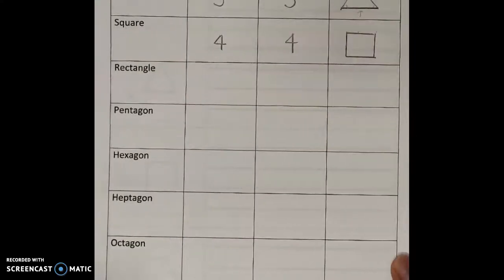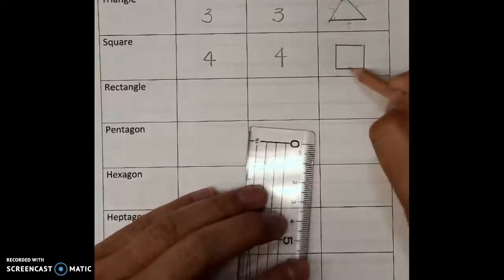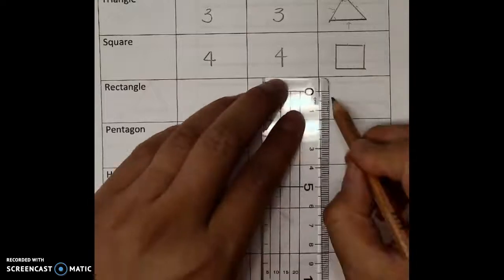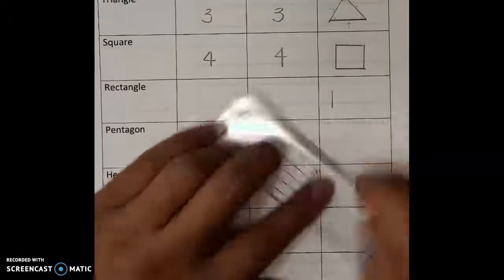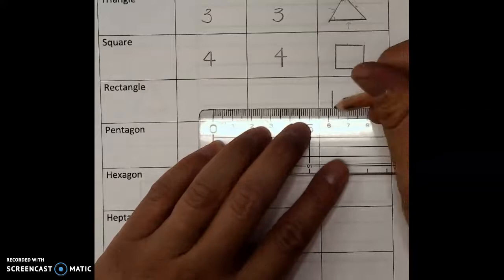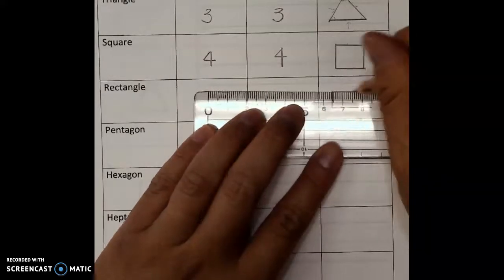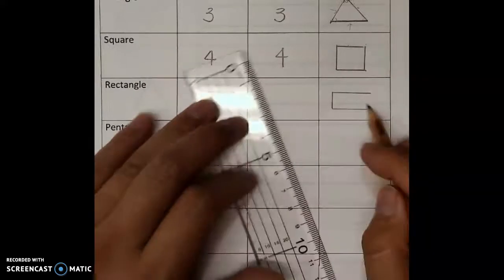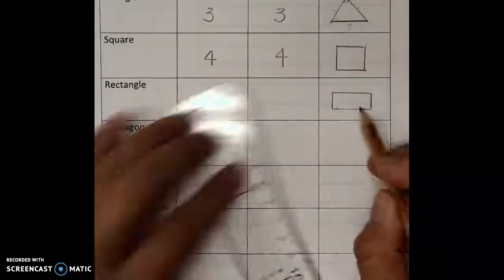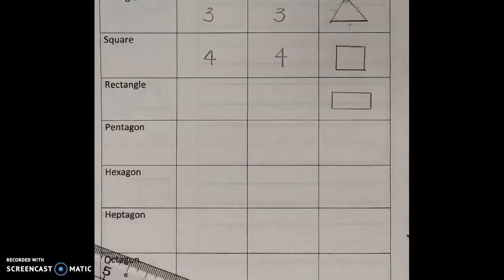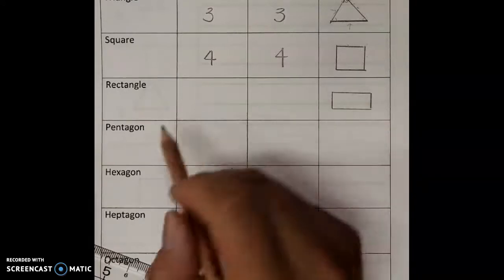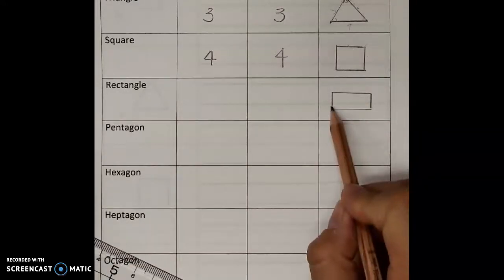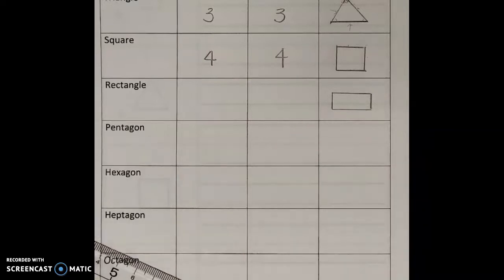Rectangle looks like a square. A square, all the sides are the same length, whereas a rectangle, 2 sides are the same, and these 2 sides are the same, but these 2 are not the same length. How many sides? 4. How many angles? 4.